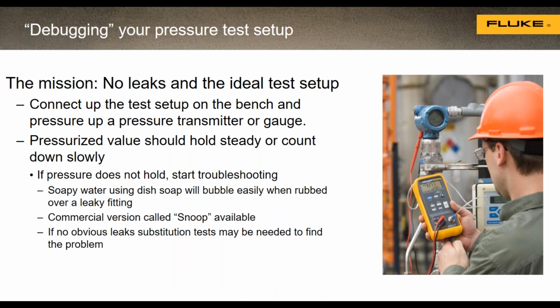There's a couple different options out there. I've seen really good results just by having a little bit of liquid soap in a spray bottle with water, maybe a 10% mixture. It'll bubble up if you have a leak, whether it's on a fitting or hose connection. There's also a commercial version called Snoop, which lets you know again if there's leaks.